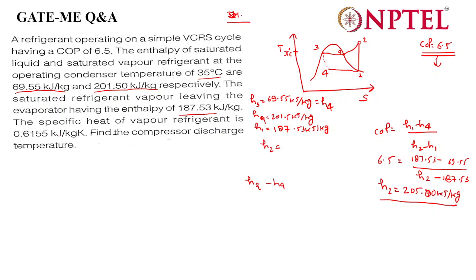And further, what is given? The specific heat of the vapor refrigerant is this. Then this would be what? Because it is per kg, Cp delta T is equal to Cp times T2 minus Ta. Is it correct or not? So H2 you know, HA you know, Cp you know, Ta you know. Can you find T2 from here?